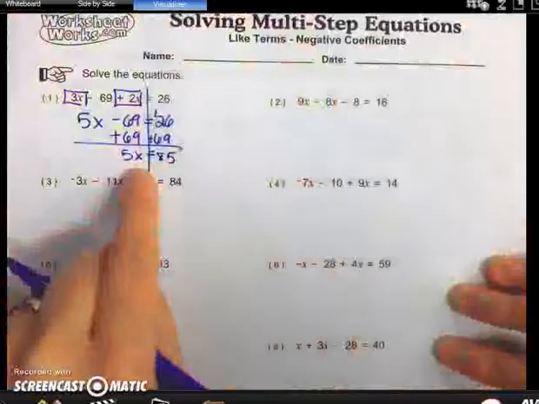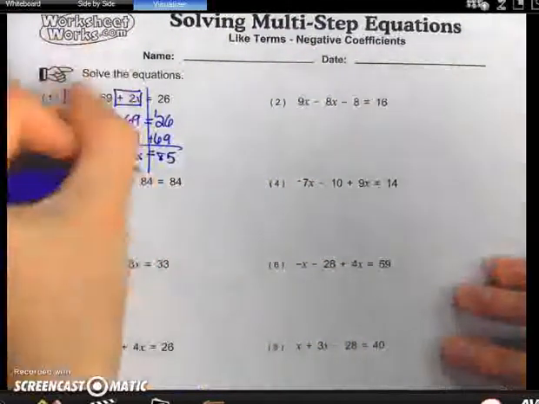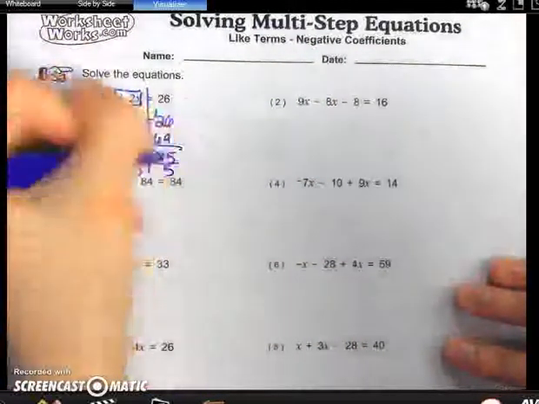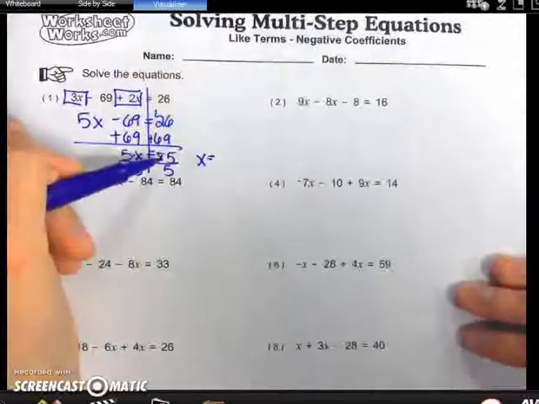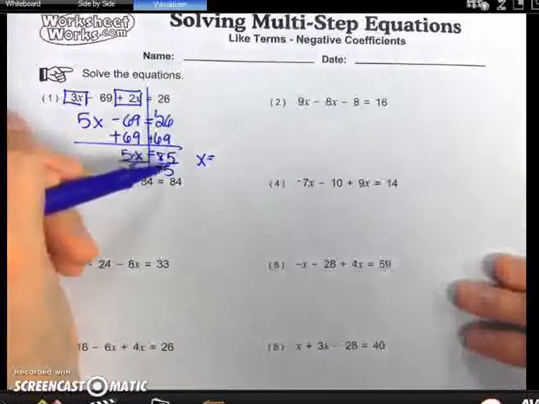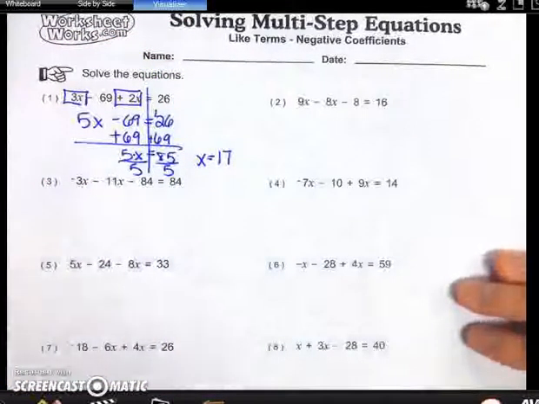My next question, number 4, is there anything else to undo? Well, x is not by itself, so I still have to get rid of this 5. So this is multiplication, so I'm going to divide both sides by 5, and that's going to give me, well, 5 goes into 50 10 times, and then 35 is 7, so 17. X is equal to 17.